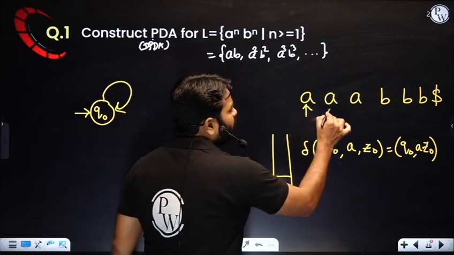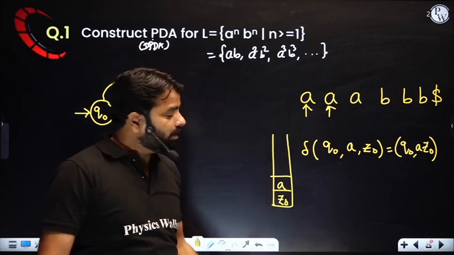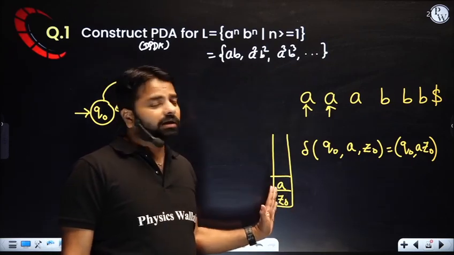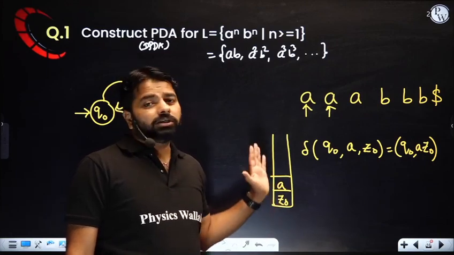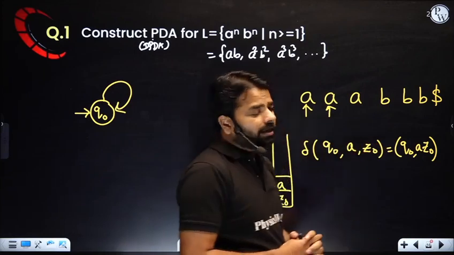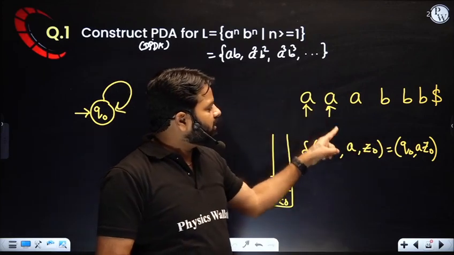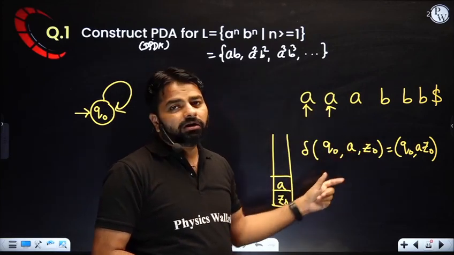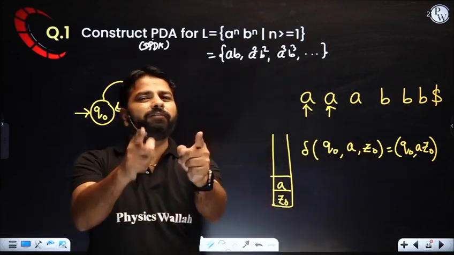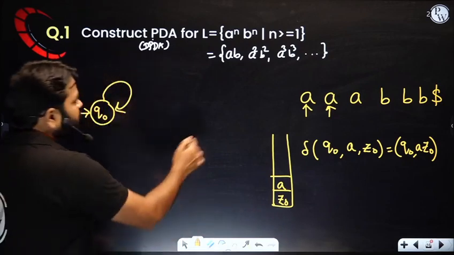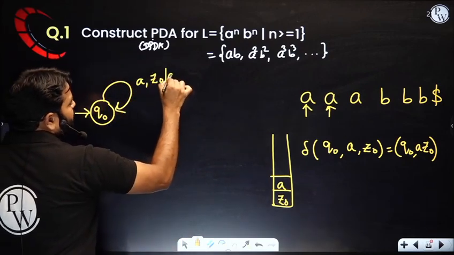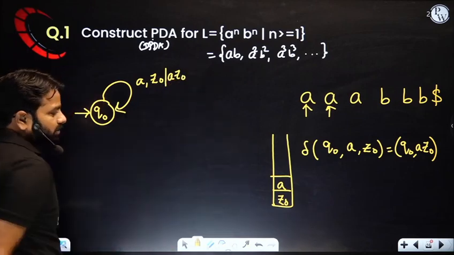Okay, so right now I'm reading A. At this time, my stack has only A followed by Z naught. It has to be in your mind to understand what should be next. Okay, will it help the next A? See that this time A is the input, but Z naught is not on the top of the stack. That means this transition is going to help you only for the first A. And that means I'm going to write A comma Z naught goes to A Z naught. A Z naught. Okay.